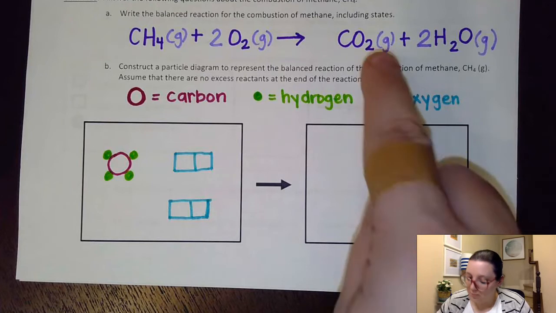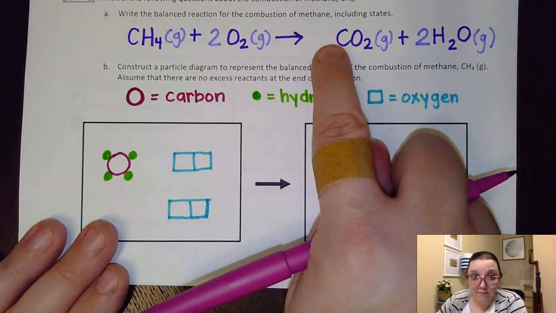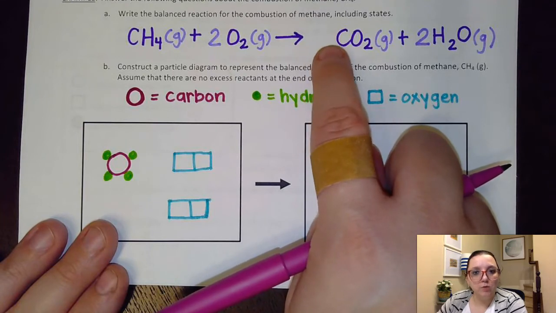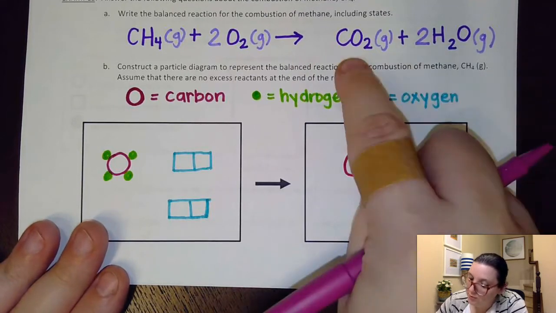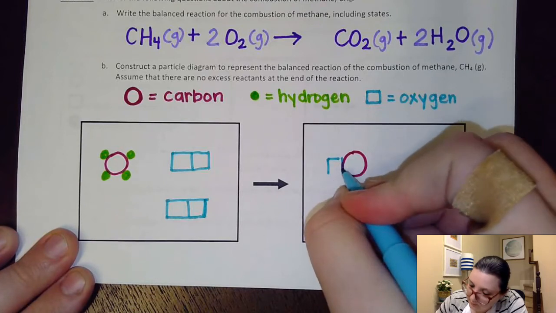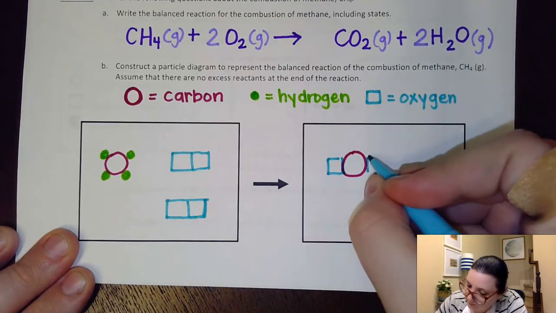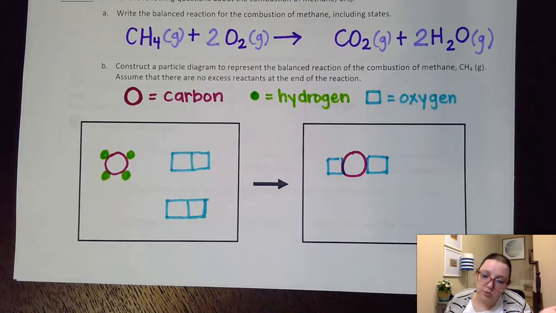So then on my product side, I'm going to have CO2, and I'm going to just draw one of it. Remember, if we don't end up putting a coefficient somewhere, that is an understood 1. So I'm going to draw my carbon with 2 oxygens around it. And that is linear, so I went ahead and drew it linear.